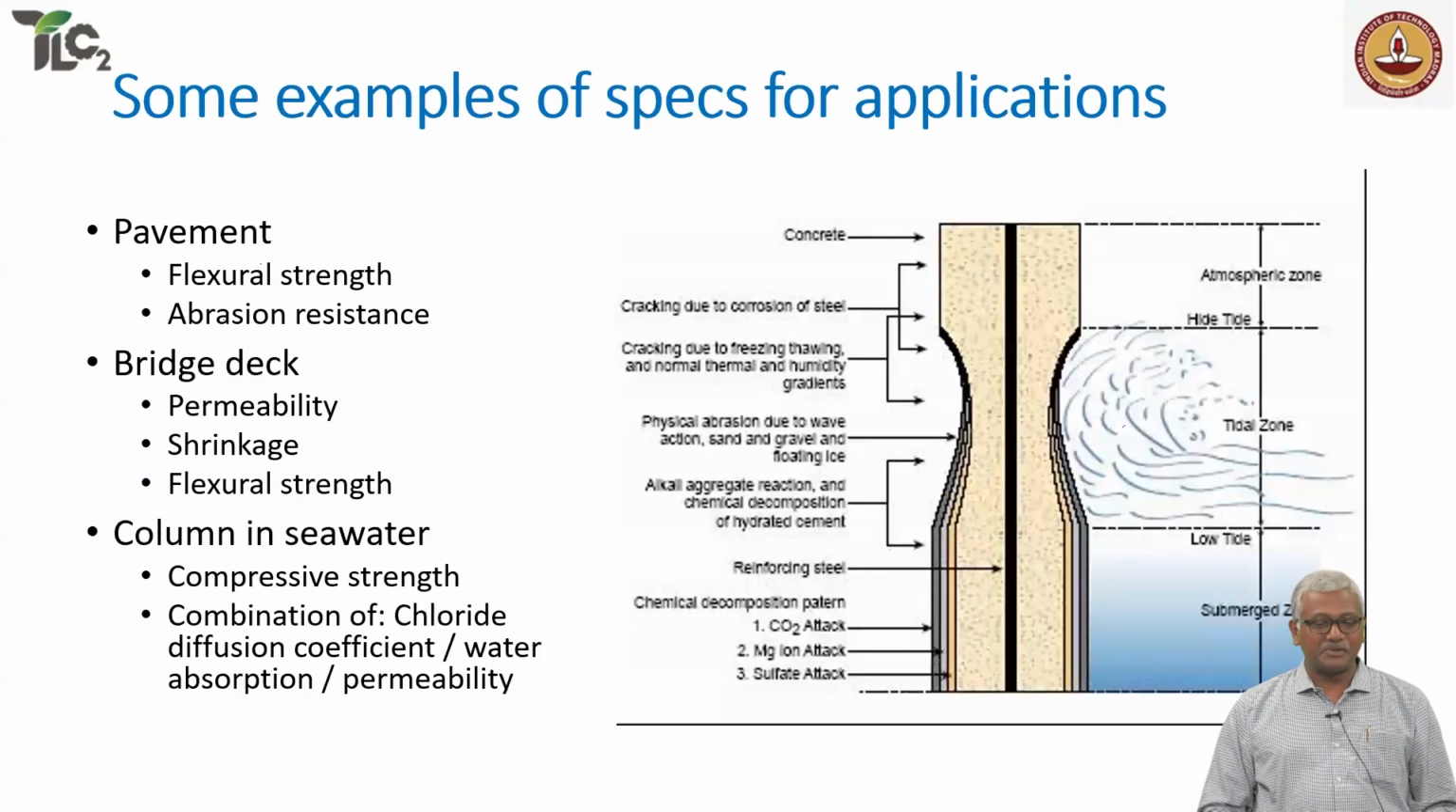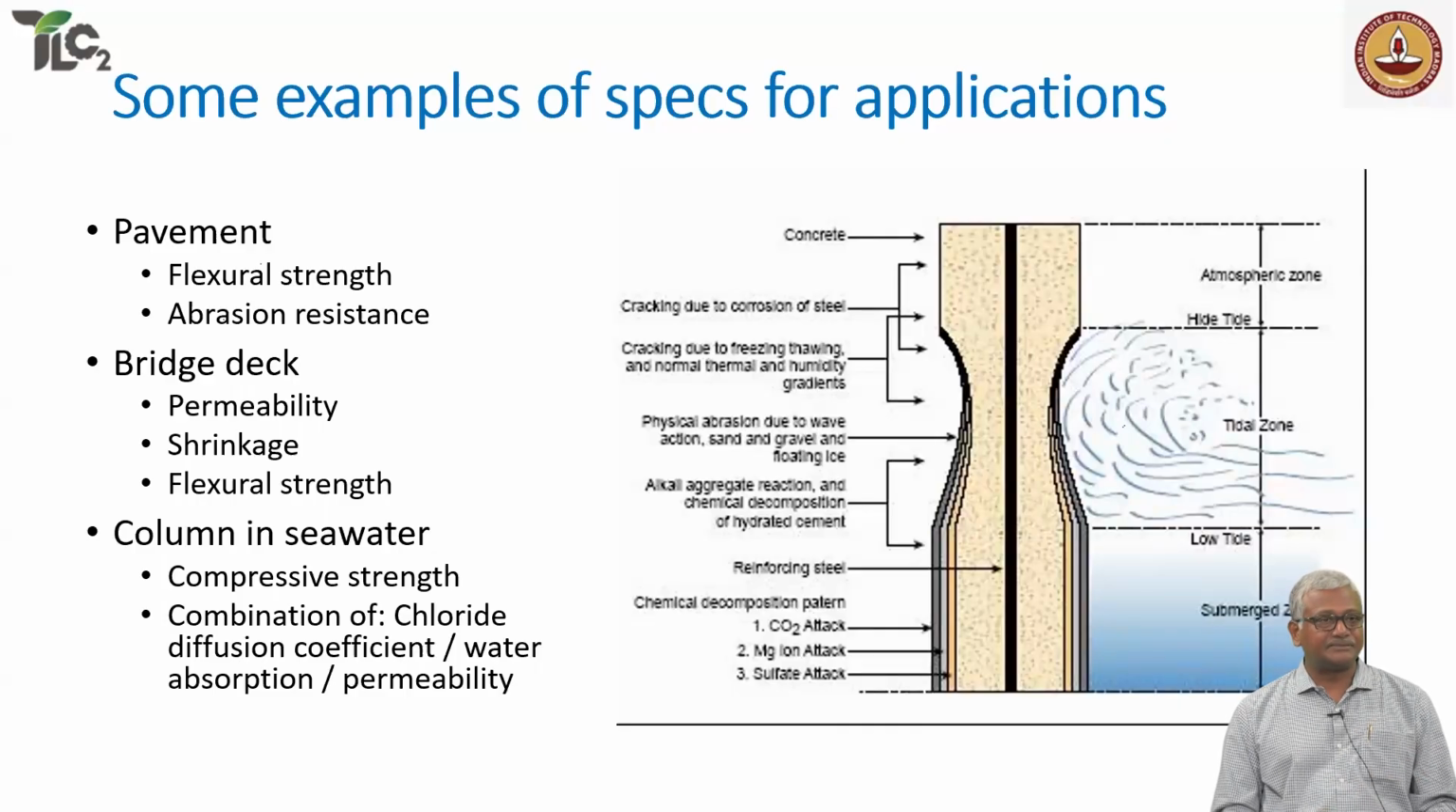Yeah, so some examples of specs that can be followed for applications: if you have pavement quality concrete, you can follow specs that define what is the flexural strength required for the concrete and the abrasion resistance, because these two are the primary criteria driving performance of concrete pavements. You can add freezing and thawing resistance if you are working in a cold climate, where freezing and thawing is likely to have a damaging effect on concrete.